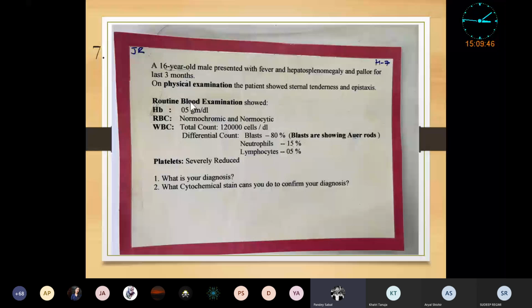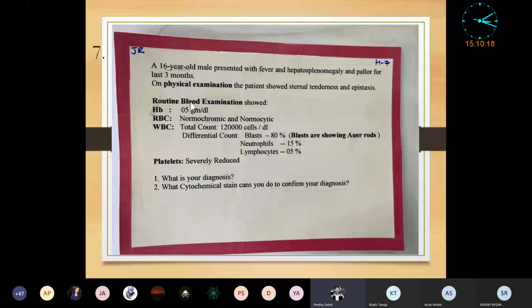Okay. Routine blood examination showed hemoglobin 5 gram per dl. Is this hemoglobin normal? No sir, it is reduced. Okay. RBC normochromic and normocytic, it is normal. Okay. WBC total count is 1,20,000 cells per deciliter. It is increased. The normal should be about 6,000 to 11,000 cells per deciliter.